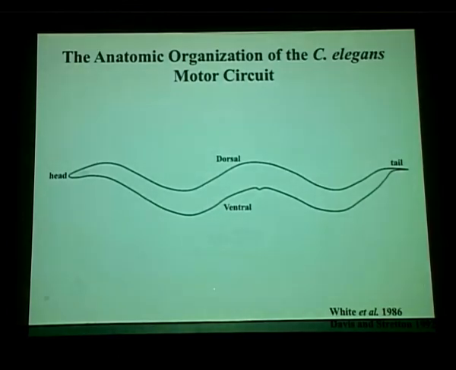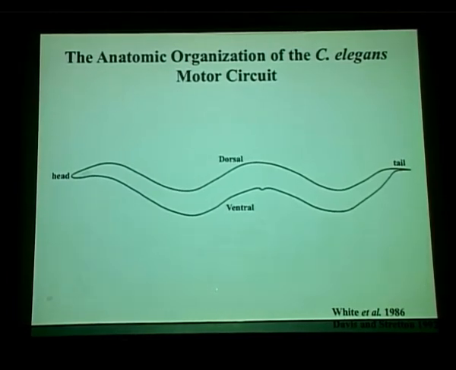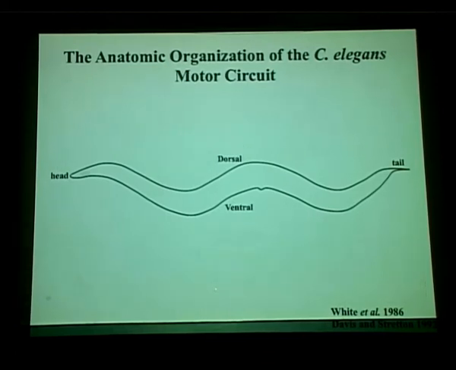So 20 years ago, John White and his colleagues performed the EM analysis and reconstructed the entire wiring diagram of C. elegans. Coupled with the electrophysiology studies in a much larger nematode, Ascaris, where electrophysiology analysis is feasible because of the large size, performed by Davis and Stratton, we can get a pretty good anatomical outline of how the C. elegans motor circuit might be organized at an anatomical level.